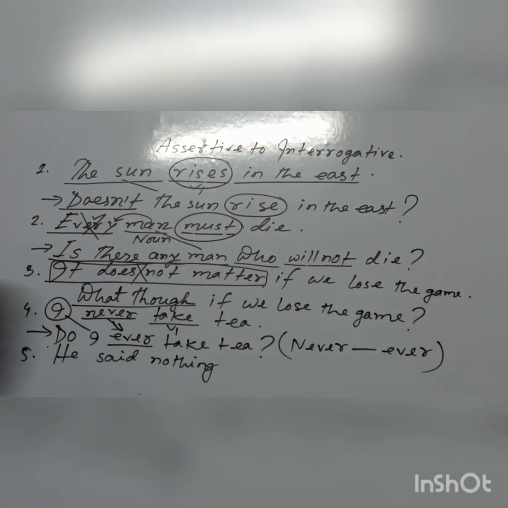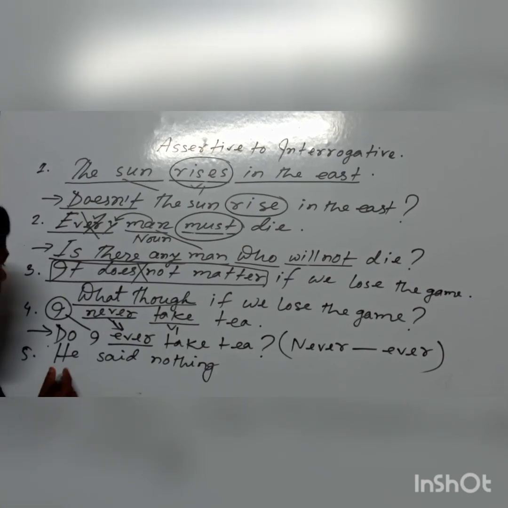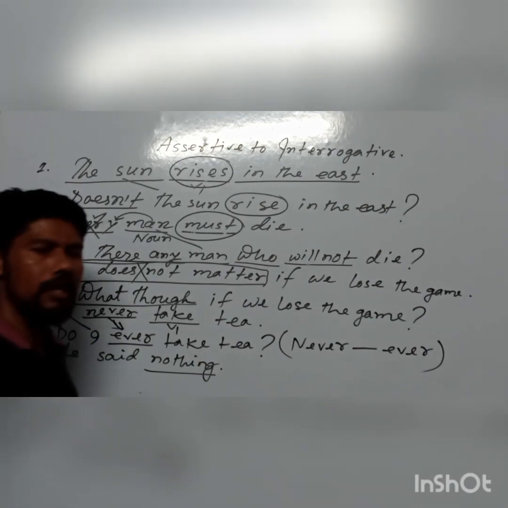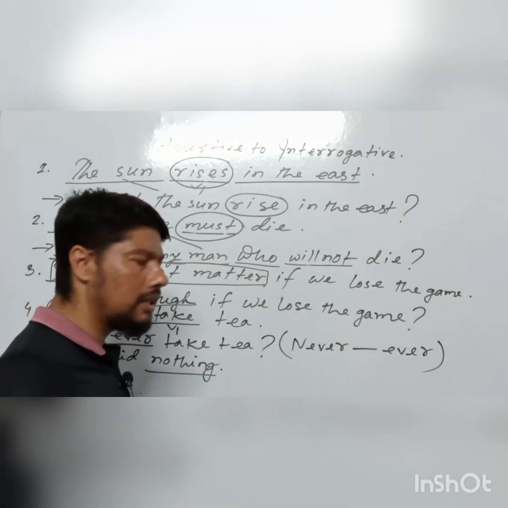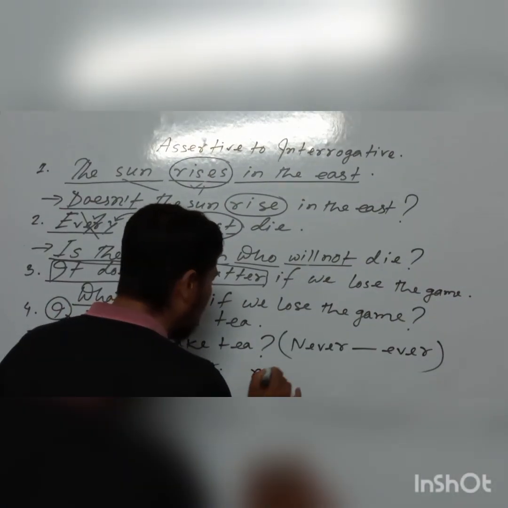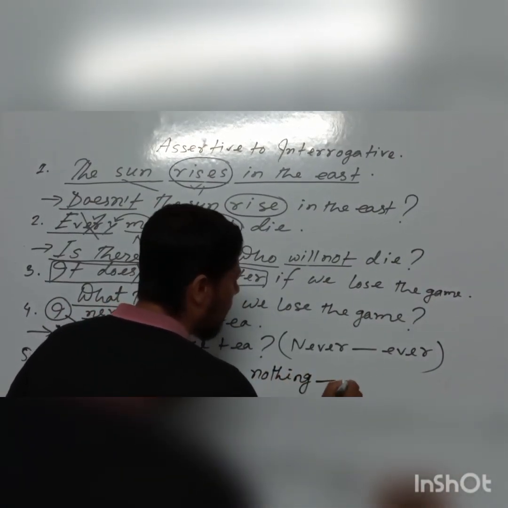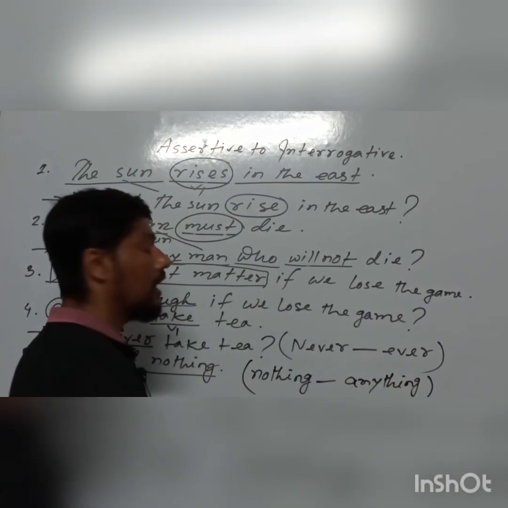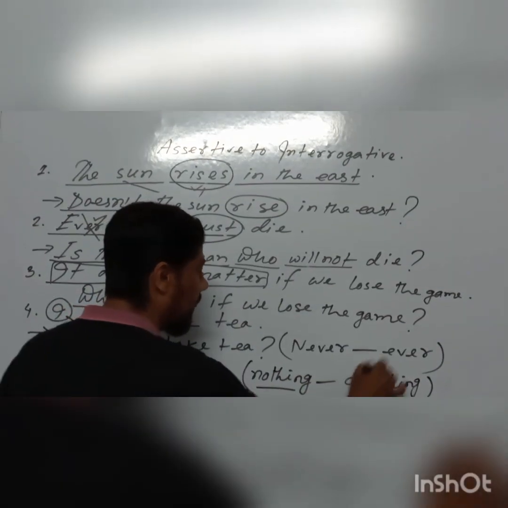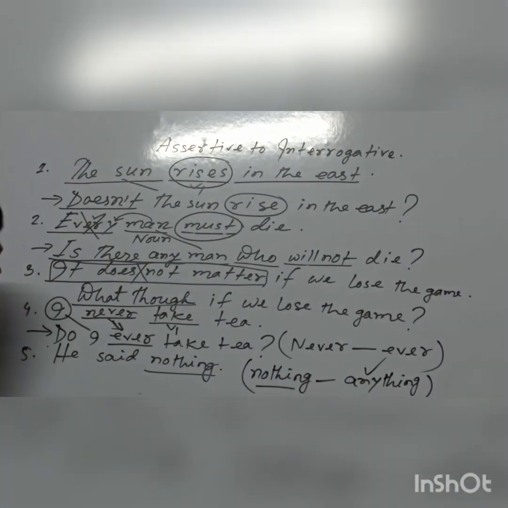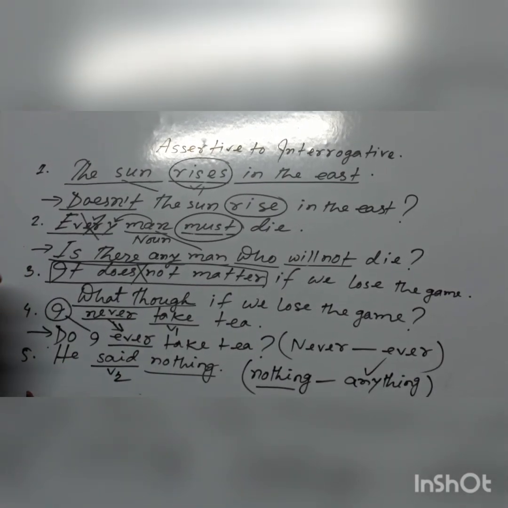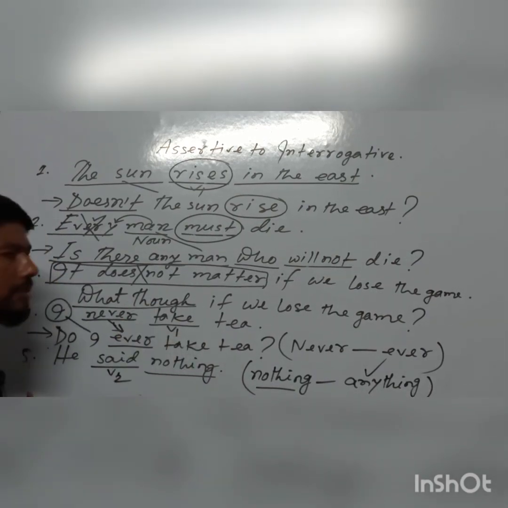And now come to the last sentence, rule 5. He said nothing. If you find nothing in an assertive sentence, then you have to write anything in the interrogative sentence. That is, nothing will be changed into anything in an interrogative sentence. You have to remember this. According to tense, we have to take an extra helping verb before the subject, and before that you have to remember whether the sentence is affirmative or negative.